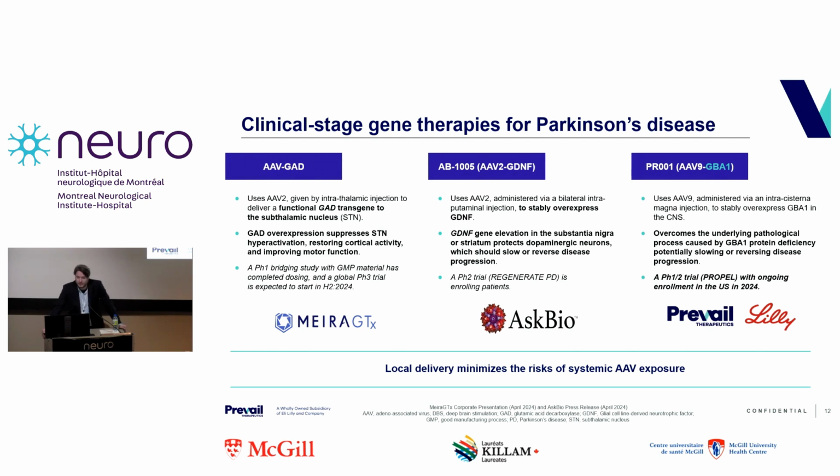For the AskBio approach, this is an AAV2-GDNF to stably overexpress the GDNF transgene. The GDNF gene elevation in the substantia nigra or striatum should protect dopaminergic neurons, and that could slow or reverse disease progression. And then the P01 is currently the only clinical stage gene therapy for GBA1. We're using an AAV9 that is administered via this intracisterna magna injection, and we want to overexpress GBA1 in the CNS. This possibly overcomes the underlying pathology caused by GBA1 protein or activity deficiency, potentially slowing or reversing the disease progression.